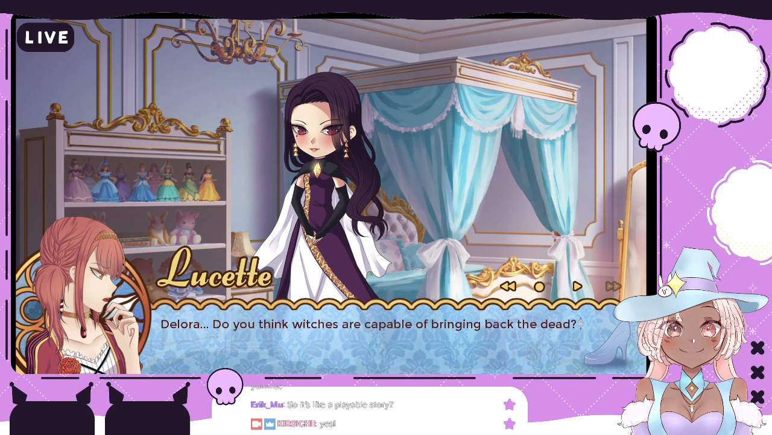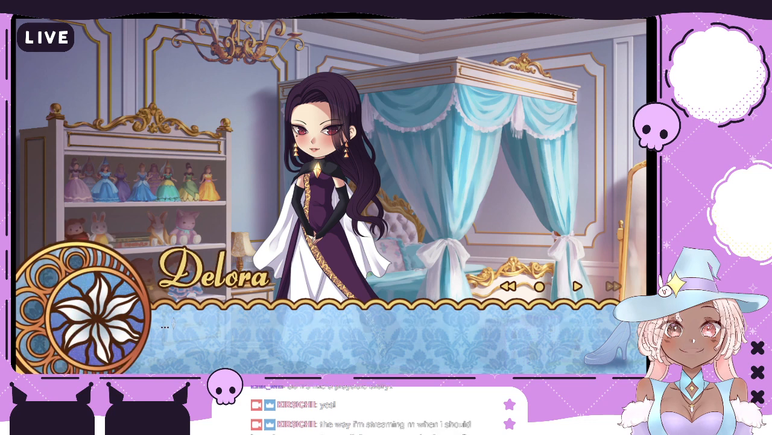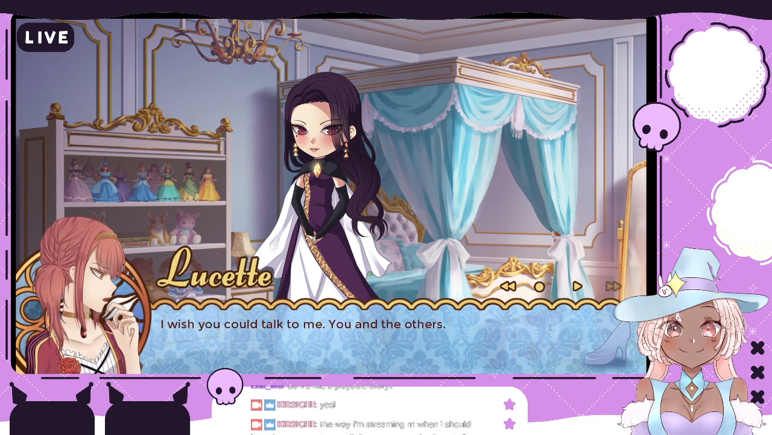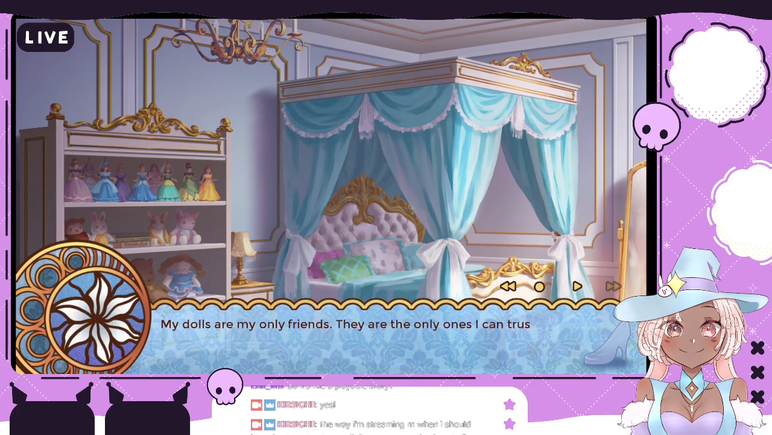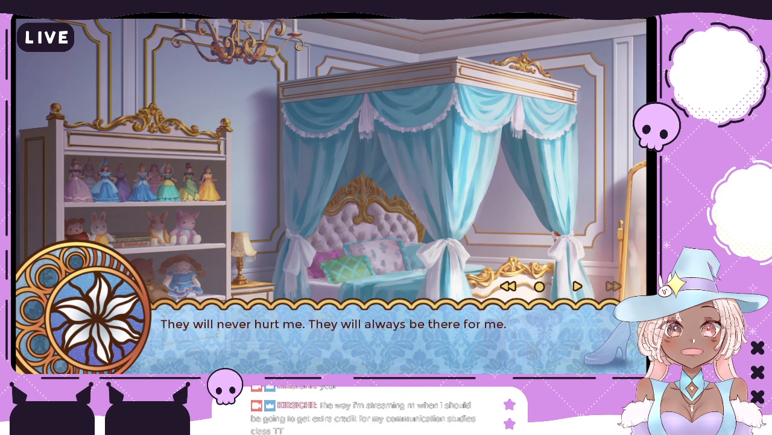Dolora, Dolora, do you think witches are capable of bringing back the dead? I wish you could talk to me, you and the others. My dolls are my only friends. They are the only ones I can trust. Unlike humans, they will never betray me. They will never hurt me. They will always be there for me. The moment I saw Dolora, I knew she was special. She was different, so elegant and realistic, it was almost as if she was breathing.